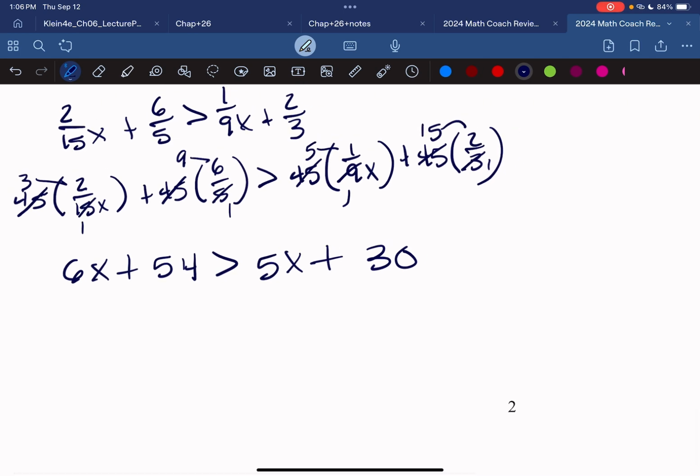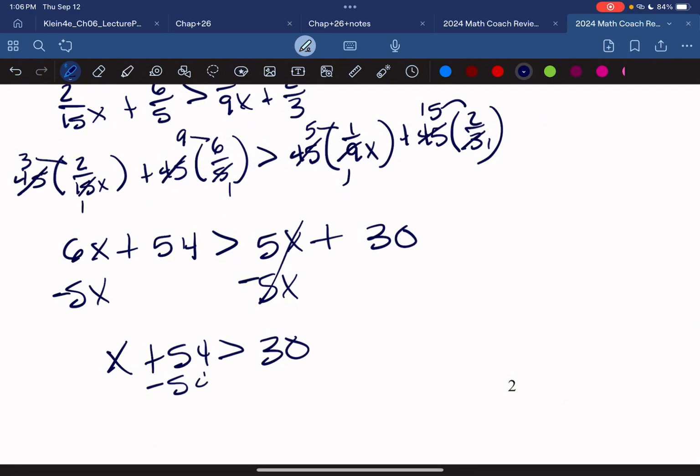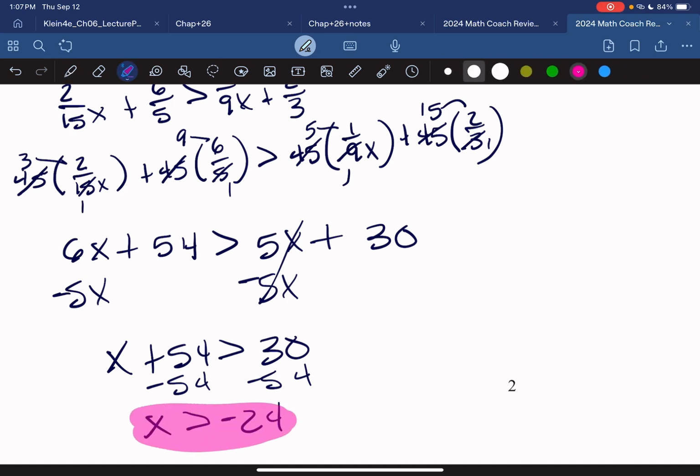So let's do minus 5x, minus 5x. 6 minus 5 is 1. Well, we don't write the 1 since it's with a variable, so just x, plus 54 is greater than 30. Now, minus 54, minus 54. X is greater than negative 24. So that's going to help us with our graph.